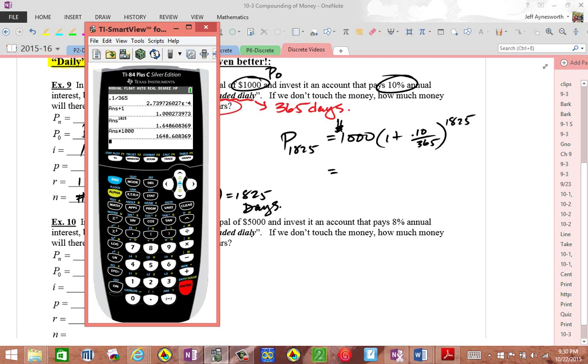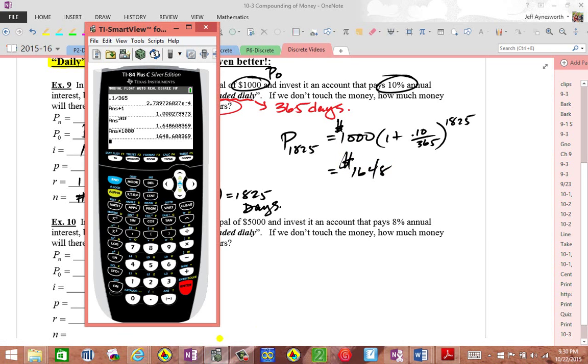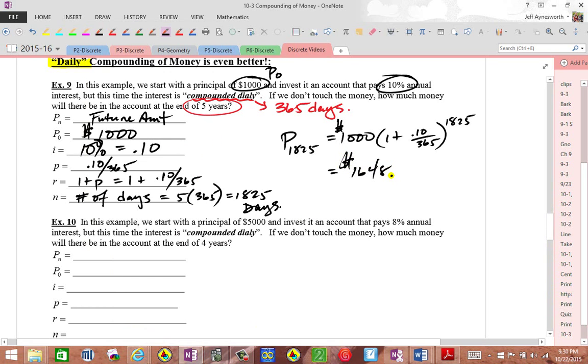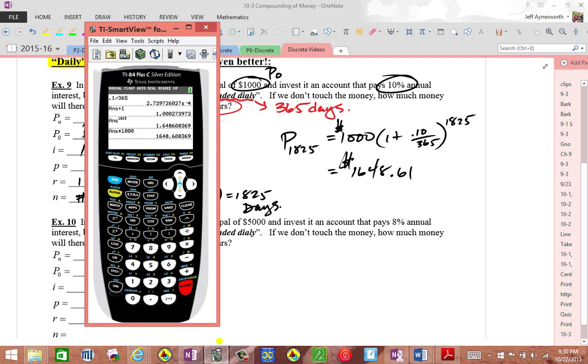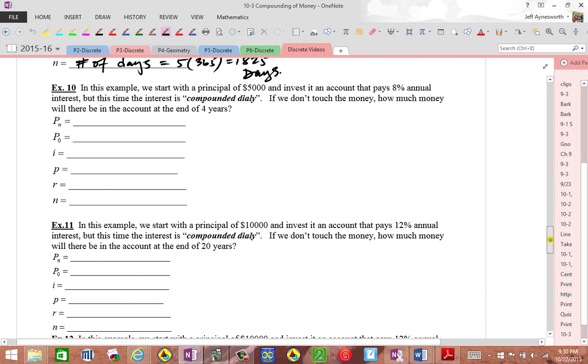Here we go. So we get 1648 dollars and 61 cents. Let me check the calculator because I was going a little fast. So 0.1 divided by 365, add 1, take it to the power, and then times 1,000. Yeah, that looks good to me. That's how you compound it daily, guys.